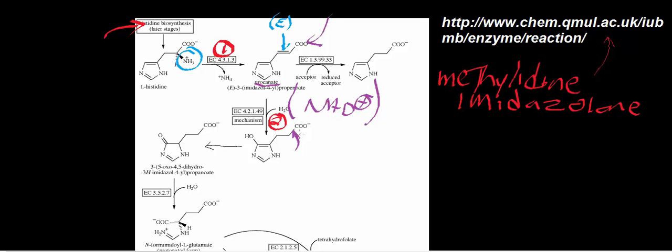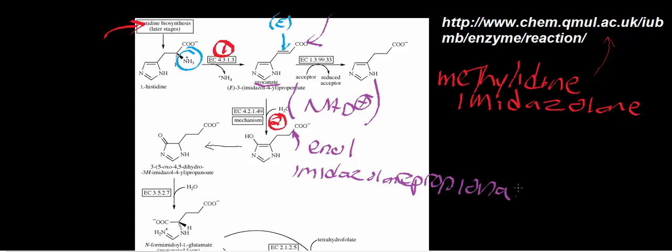Now, here's what I want to point your attention to because it's really important. This structure that I have right here is the enol version of something called imidazolone propionate. Keep in mind, it's the enol form. The enol form is what's initially formed by the enzyme.